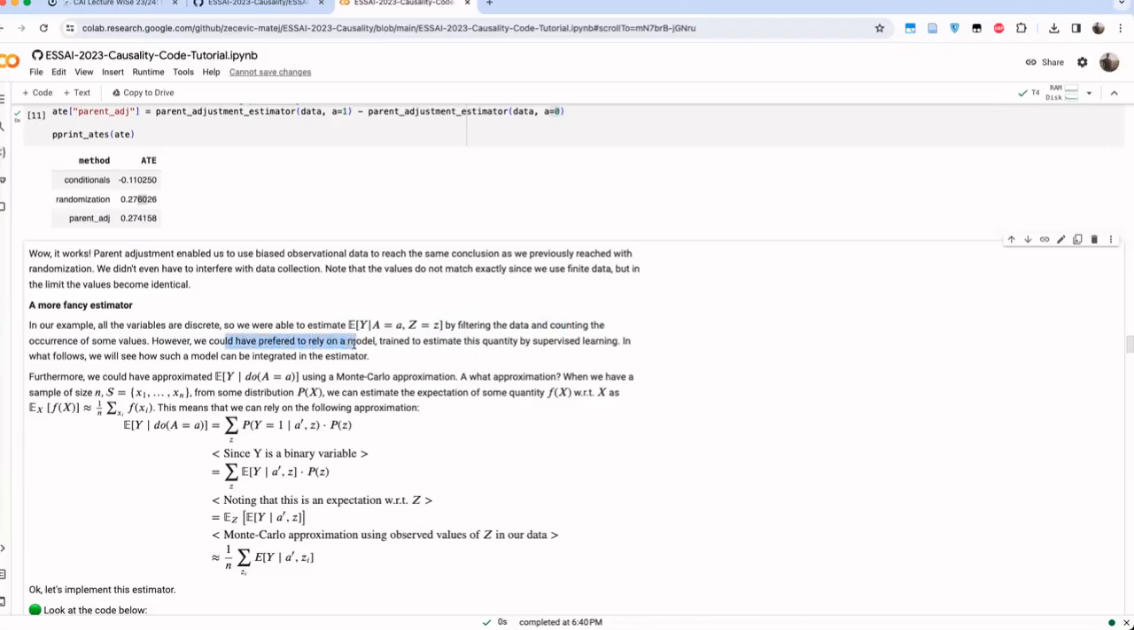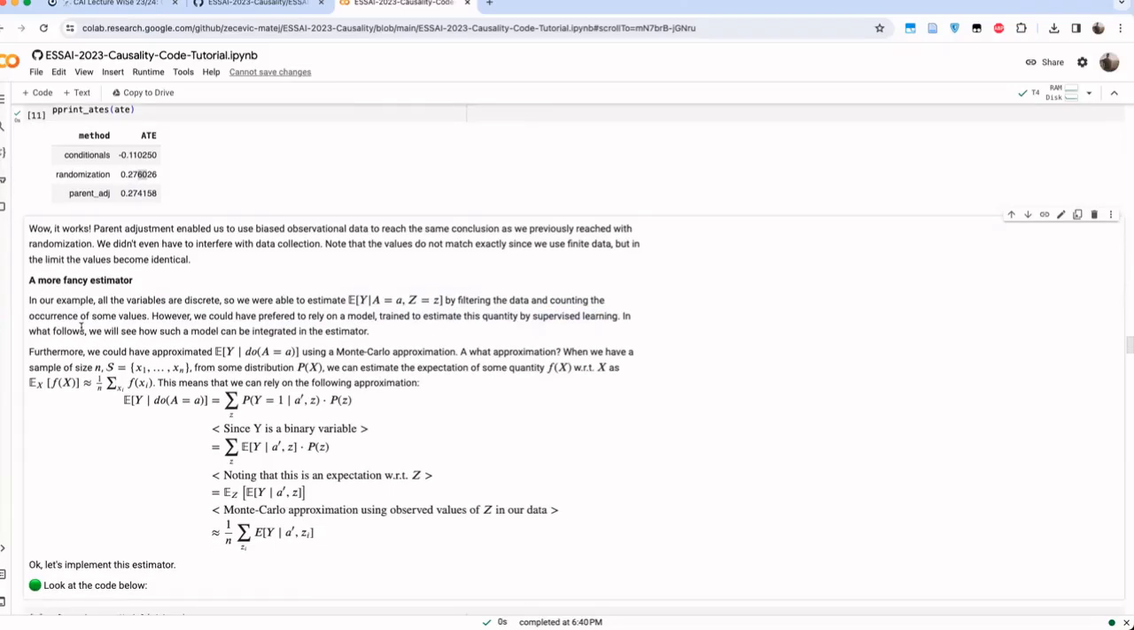But we could rely also on a model, right, which is trained to estimate this quantity by actual supervised learning, right? So this is known as Monte Carlo approximation, right? So we could just get this expected interventional value by an approximation. Say we just have n samples from some distribution, then the expectation of that quantity is simply the average of these values predicted by the model in the limit.